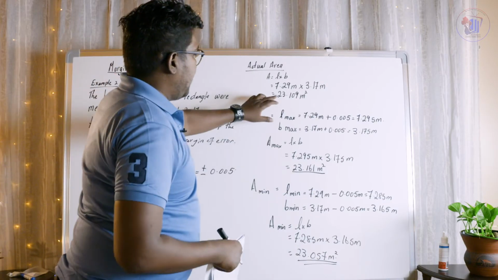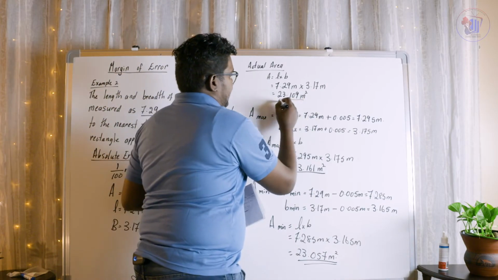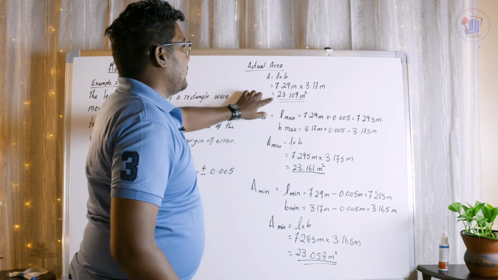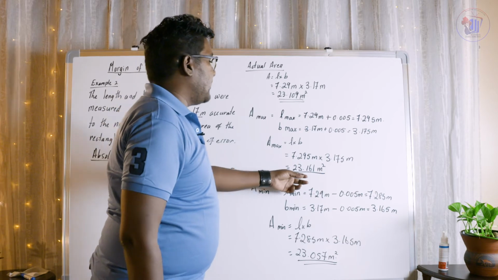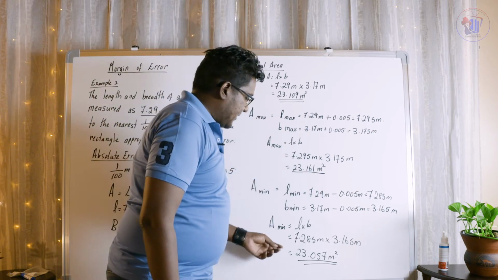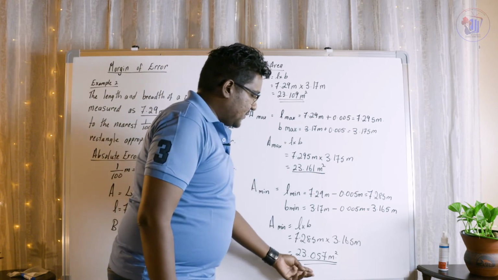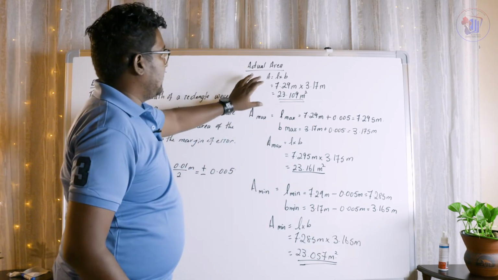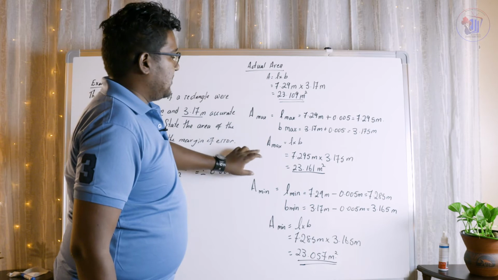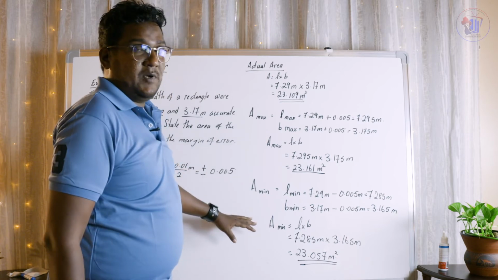So if you're to compare the three areas that we have, the actual area, which is 23.109 meters squared, the maximum area, which is 23.161 meters squared, and the minimum area, which is 23.057, you could see that the actual area falls between the maximum and the minimum.